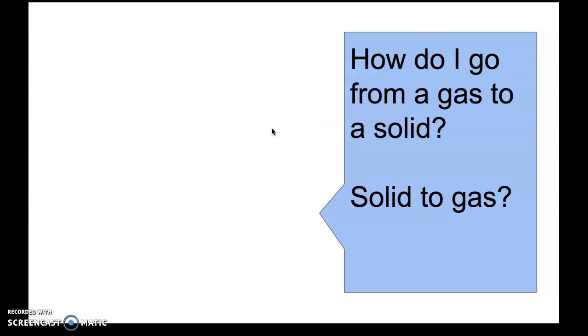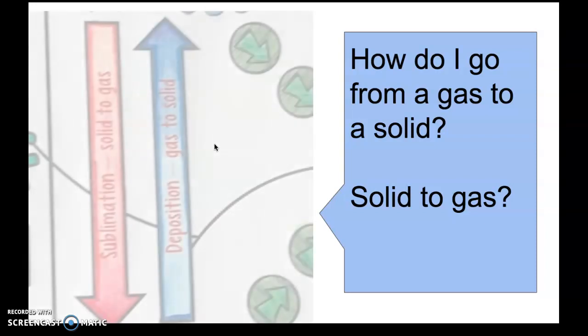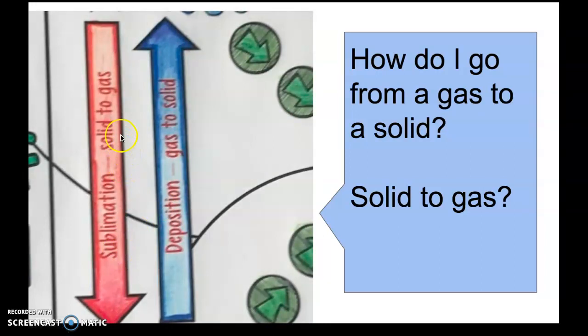How do I go from a gas to a solid? This one is a little bit trickier. We've learned melting and freezing hopefully all of our lives, but we learned in our hydrosphere unit that going from a solid to a gas is called sublimation. And then deposition is when we go from a gas to a solid. That one we haven't really talked about. So those are the arrows that connect our solids and our gases.